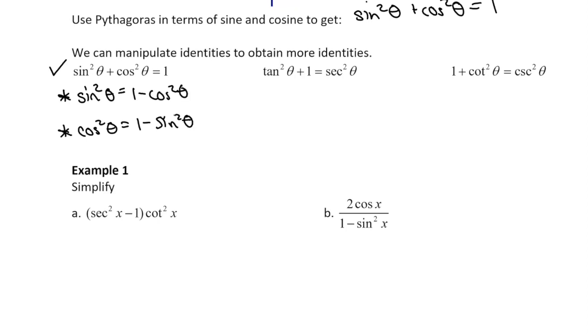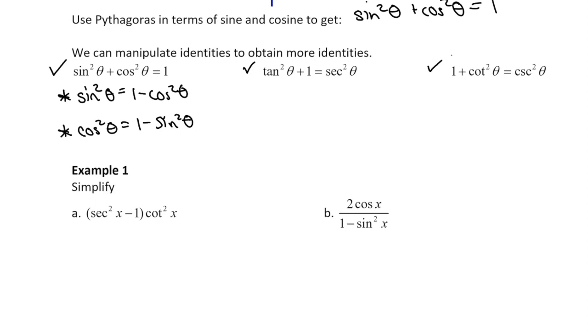There's a couple other identities that you'll notice on your formula sheet. So here's one and here's one. When I was in high school and I saw those two additional identities, I just took it for granted and I didn't really figure out why it's the case that these are true.